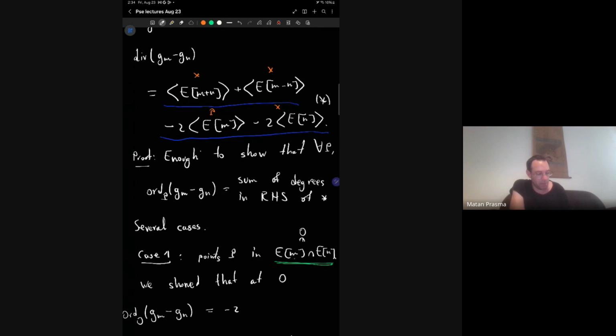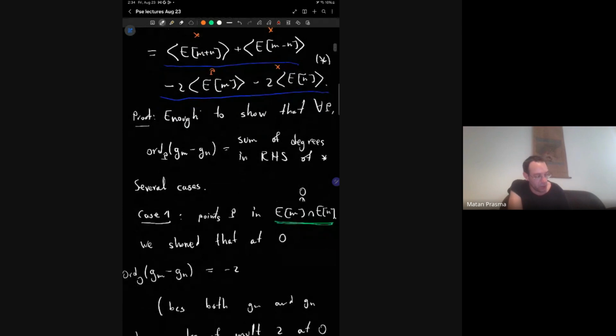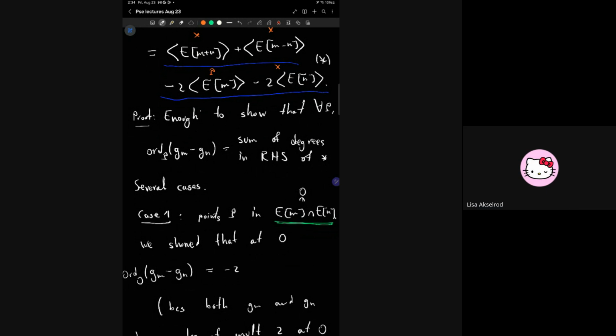Points which are both in E_m and in E_n cannot be in E_{m+n}, and they cannot be in E_{m-n}. O is one of these points, and we showed that the order of G_m minus G_n at O is minus 2. Yes, that's right. Okay.